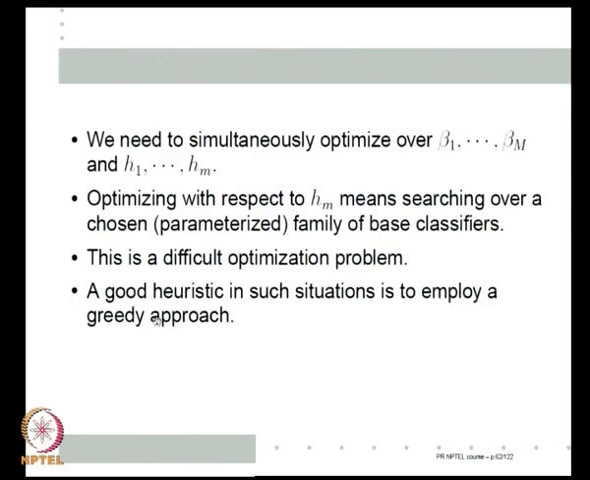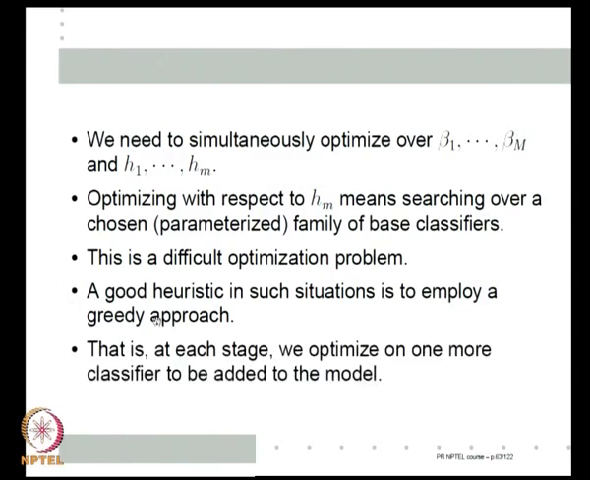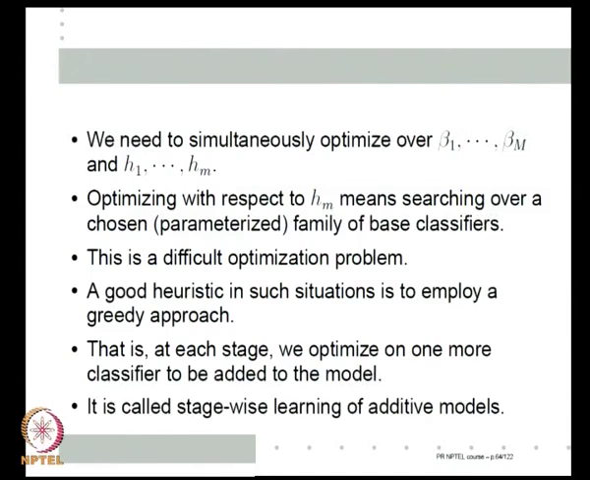But this is called a greedy approach, because I accumulate one by one. So, at each stage we optimize for putting one more classifier in a model. So, if I have already learned m classifiers, when I am learning, say, the first classifier, I act as if I only want one classifier. Having learned that one classifier, now I want to add one more. While adding one more, I cannot change what I have already learned. That is the characteristic of the greedy approach. So, at each stage we optimize on one more classifier to be added to the model without changing anything that we have already learned. This is called stage wise learning of additive models.